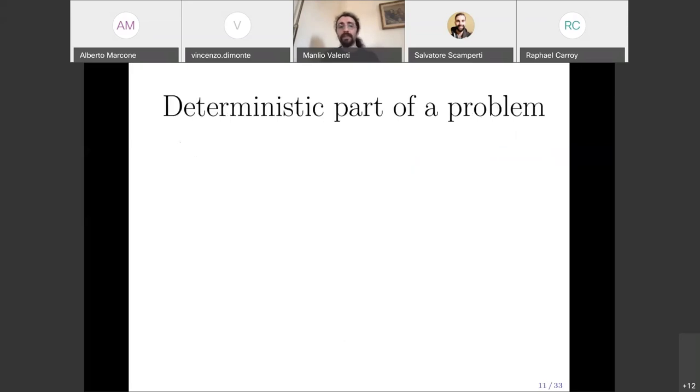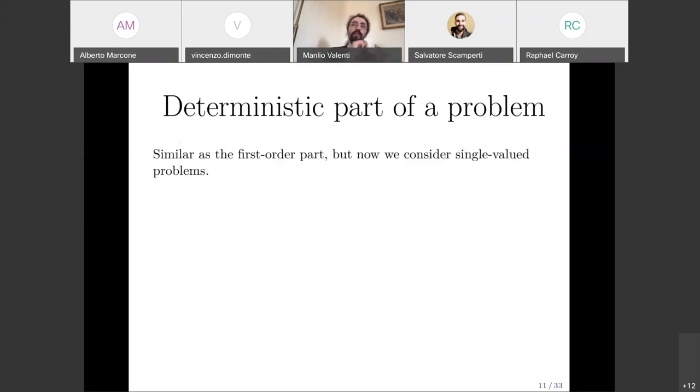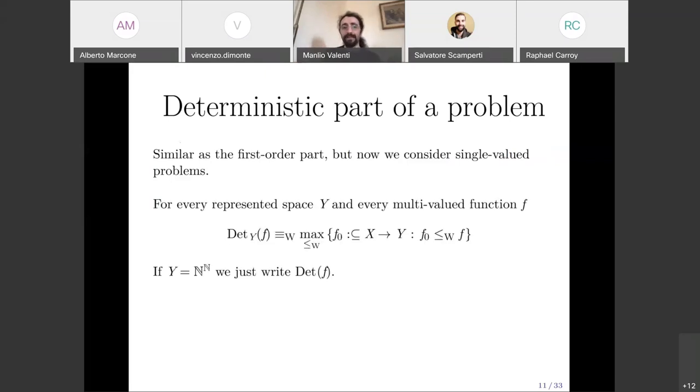In the same spirit, but a different operator, is the deterministic part. Now, the difference is that you don't focus anymore on problems which have codomain N, but you focus on single valued problems. So you fix a represented space Y, and you define the deterministic part of F with respect to Y as, again, a precise function with codomain Y, which has the property that it is the most complicated single valued function with codomain Y which reduces to F.